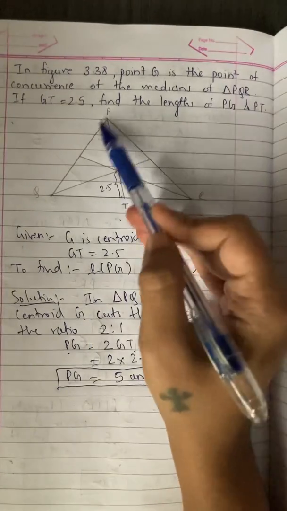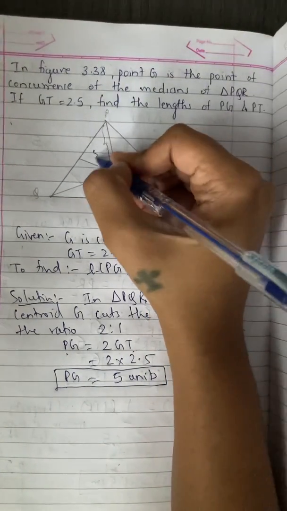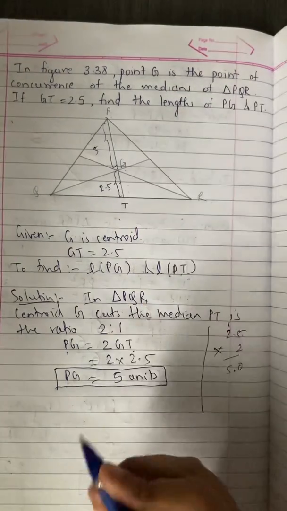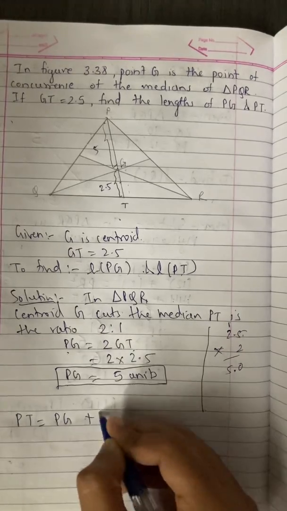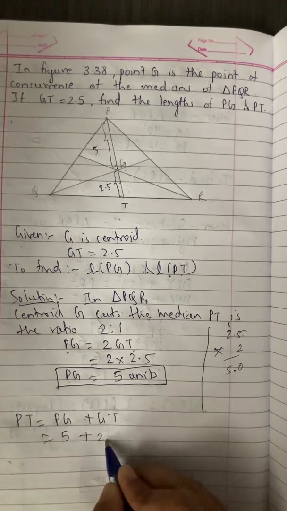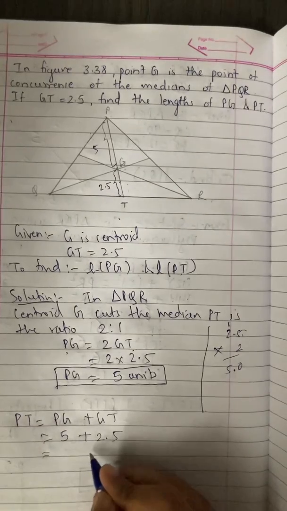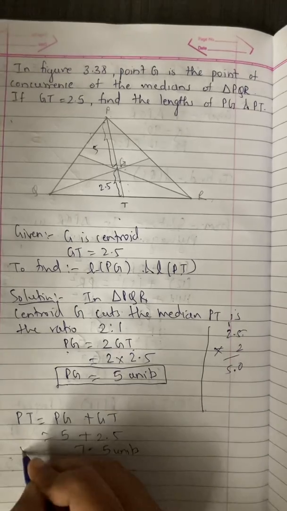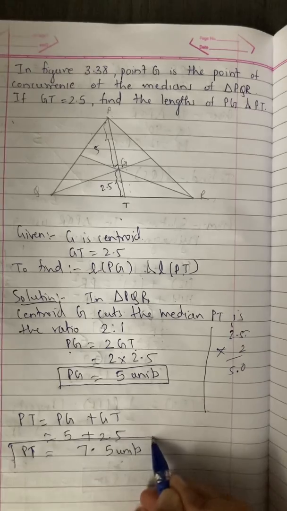Now to find out the length of PT, the whole length, we have to just add. Alright, now what do we have to do to find out the whole PT? PG plus GT. So PT is equal to PG plus GT. Now PG we have got as 5 and GT we have as 2.5. Now to add it, do it in rough space. That is better instead of making silly mistakes. So you'll get the answer as 7.5 units.